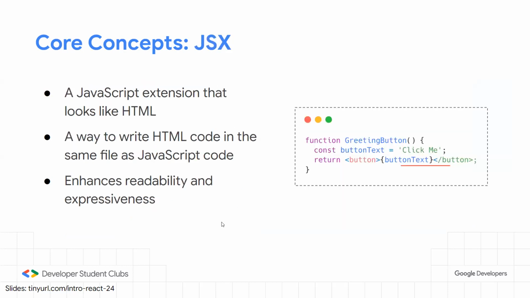And then the last concept is JavaScript XML, or JSX. This is a JavaScript extension that looks like HTML. It's a way to incorporate your HTML code with your JavaScript code, which is important because a lot of web dev involves HTML, CSS, and JavaScript. So this lets you work on all three simultaneously.